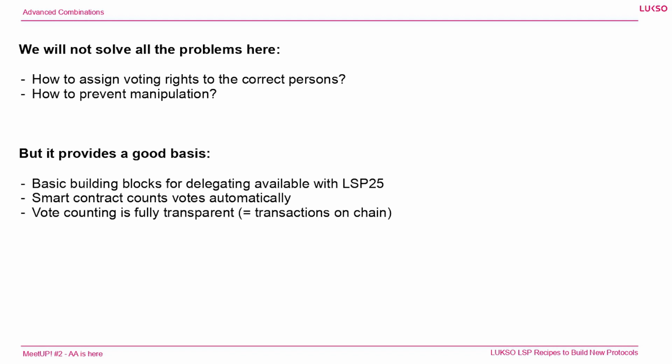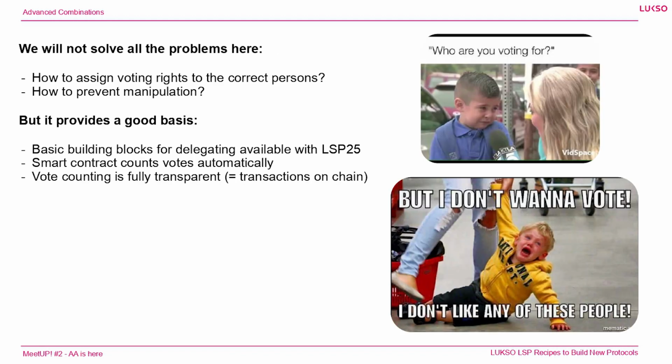Because the smart contract counts the votes automatically, the voting is fully transparent, you can see all the transactions on chain, and you have delegating available. But yeah, it doesn't solve everything. For instance, if there are some candidates that you don't want to vote for, that's unfortunate. You have no solution for that.